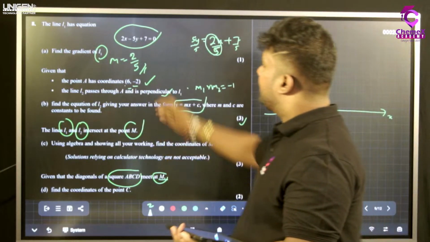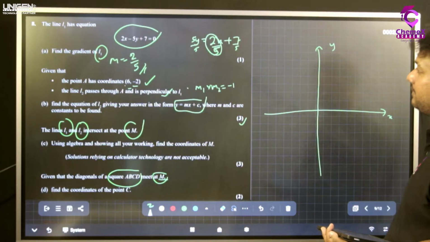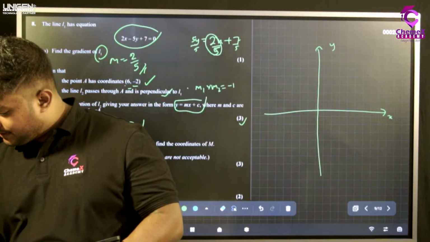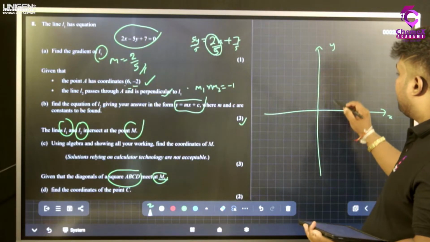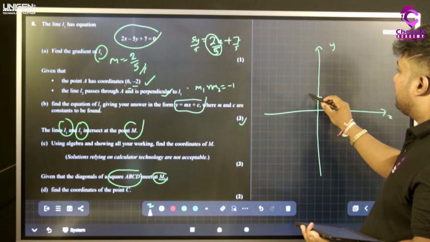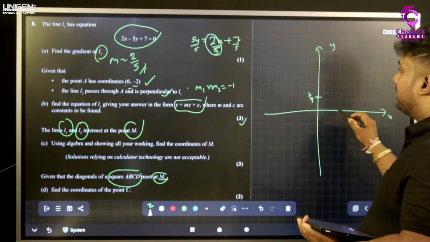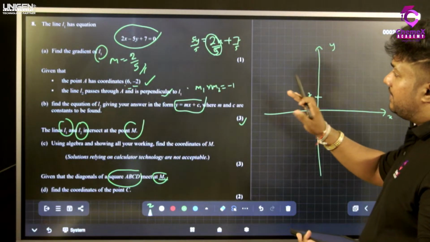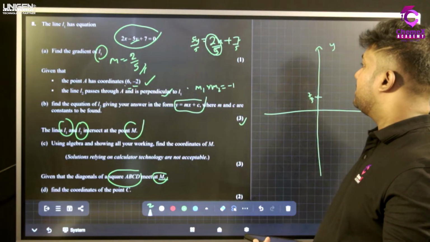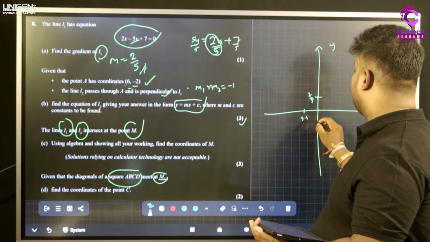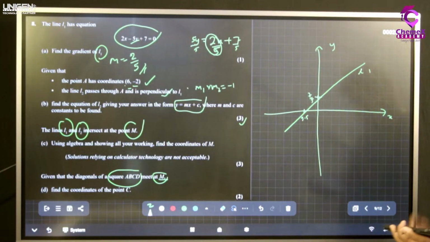So when x is 0, y is what? y is equal to 7 over 5. So x is 0, y equals 7 over 5; that's 1.4 something. Then y is 0, x is, sorry, minus 3.5, right? I'm just substituting and trying to draw the equation. When y is 0, x is minus 3.5. So this is the equation of L1. Okay, next L2.